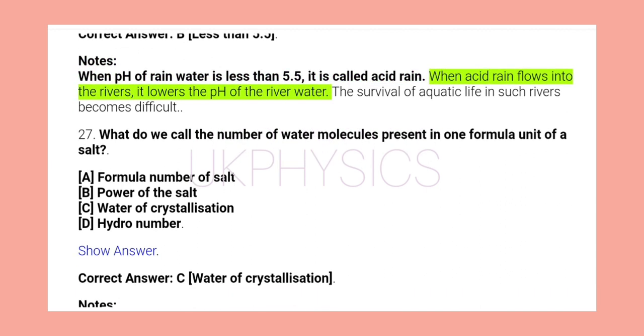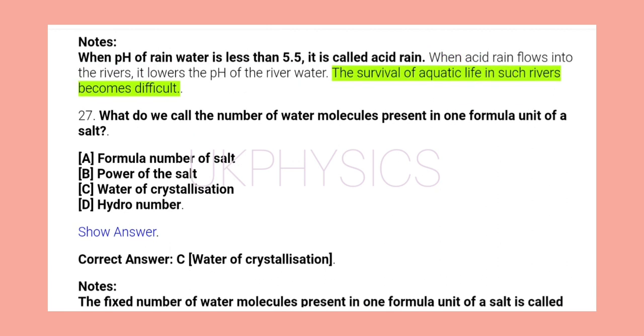When acid rain flows into the rivers, it lowers the pH of the river water. The survival of aquatic life in such rivers becomes difficult.